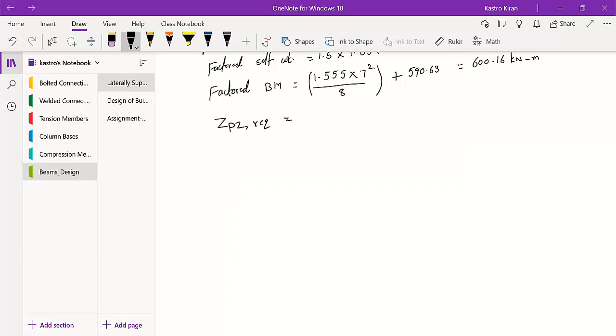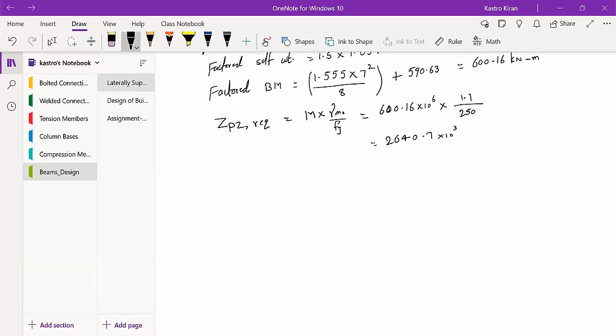So Zpz required equals factored M into gamma M0 by Fy, right? You know the value of M, which is 600.16. So 600.16 into 10 power 6 into gamma M0 value 1.1, and Fy value is 250. If you solve for this, you will get 2640.7 into 10 cube.